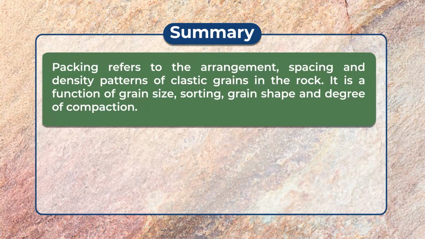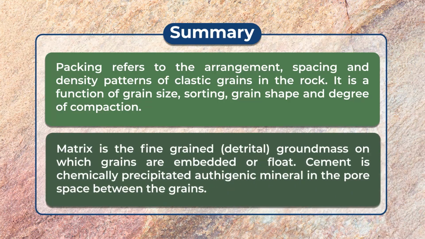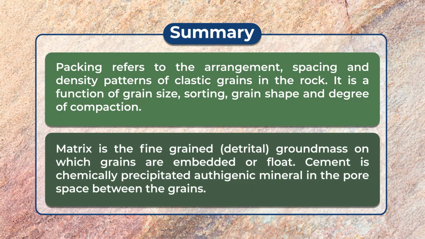Pattern refers to the arrangement, spacing, and density patterns of clastic grains in the rock. It is a function of grain size, sorting, grain shape, and degree of compaction. Matrix is the fine grained groundmass in which grains are embedded or float. Cement is chemically precipitated orthochemical minerals in the pore spaces between the grains.